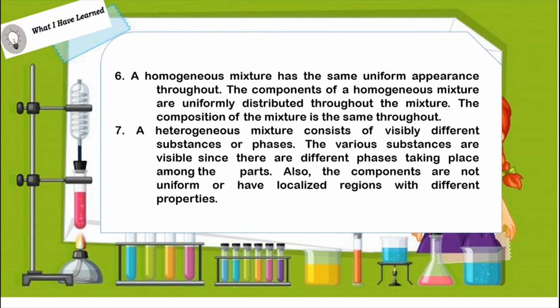Number 7. A heterogeneous mixture consists of visibly different substances or phases. The various substances are visible since there are different phases taking place among the parts. Also, the components are not uniform or have localized regions with different properties. Mao nang giingon nako ang heterogeneous mixture maskin unom or pulo pa na ka substance nga imuhang gisagol, makita lang gyapon nato asa dito ang phases or substances nga gisagol nato. Okay? So, let's proceed.